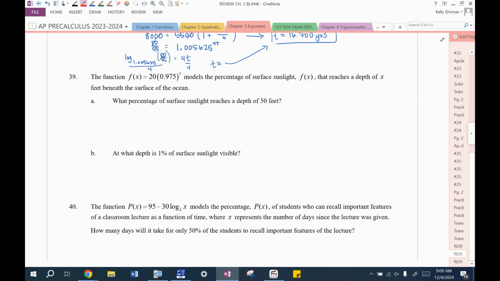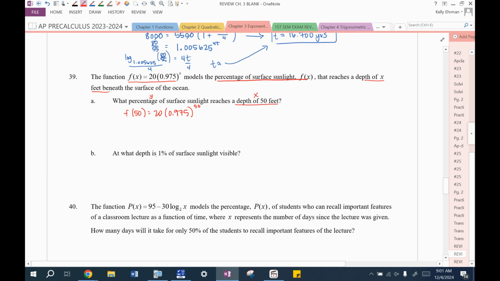What about this one? The function f of x equals 20 times 0.975 to the x models the percentage of surface sunlight. So f of x is the percent of sunlight that reaches a depth of x feet, so x is the depth beneath the surface of the ocean. What percentage of surface sunlight reaches a depth of 50 feet? They're giving us the x, and asking us to find y. So f of 50 would be just plugging 50 into this.